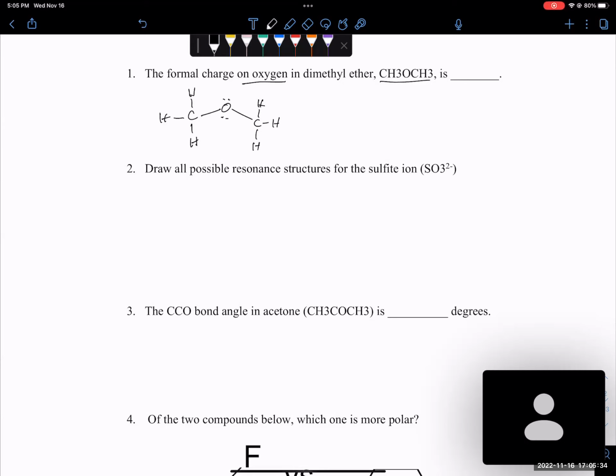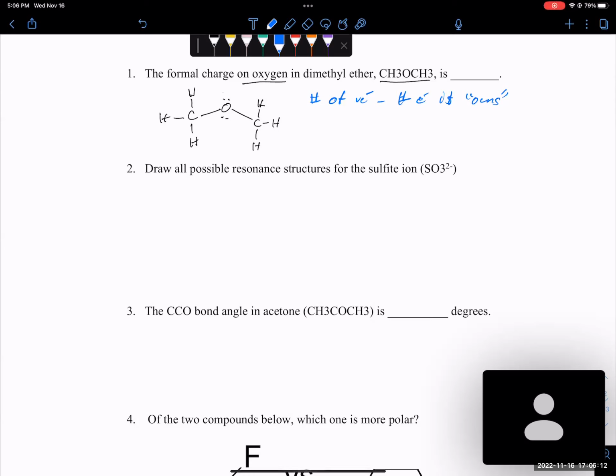Now what do we do to calculate the formal charge? Valence electrons minus lone pair electrons minus half the bonding electrons, yeah. How I like to do it is the number of valence electrons minus the number of electrons it owns. How much it owns is how many electrons are surrounding it, so to speak.